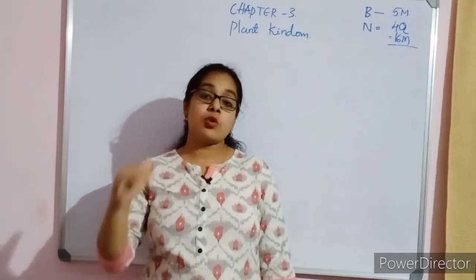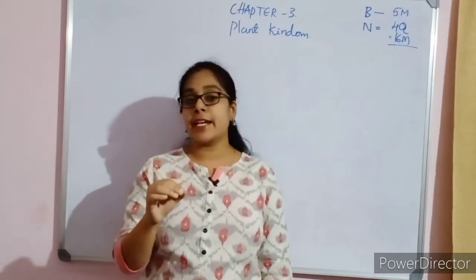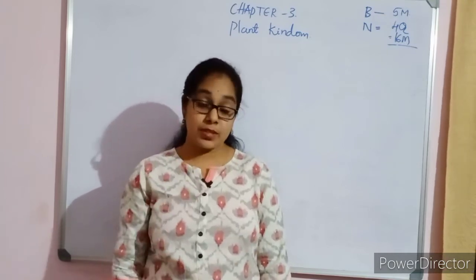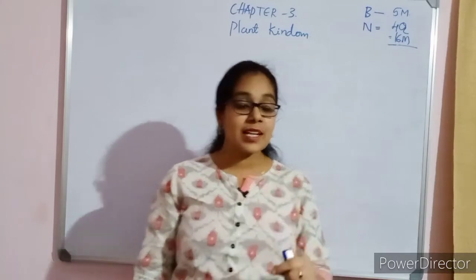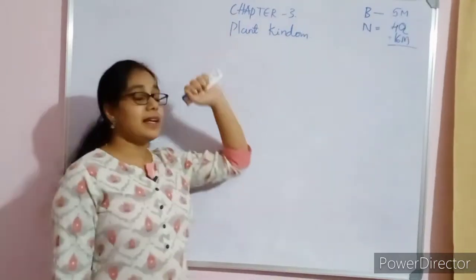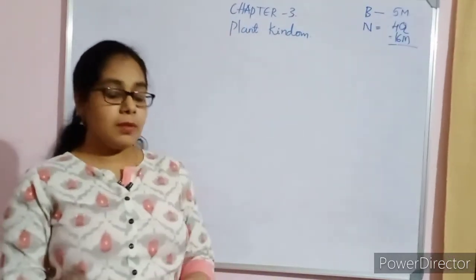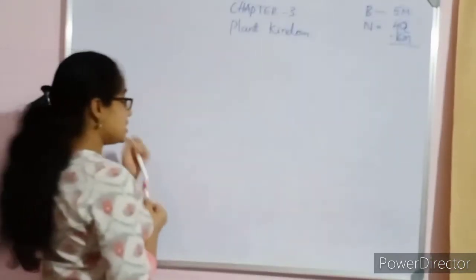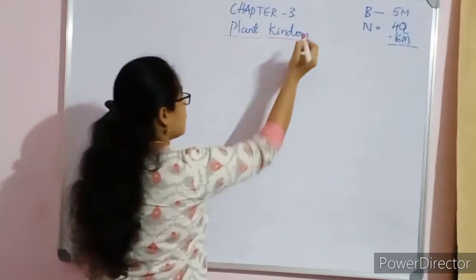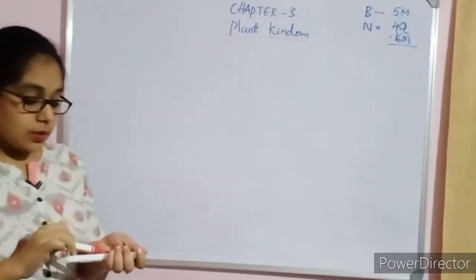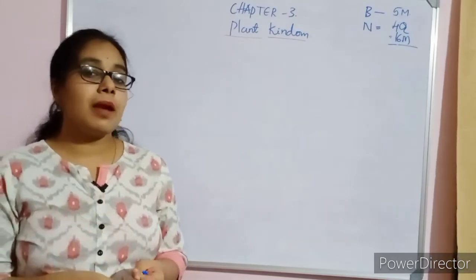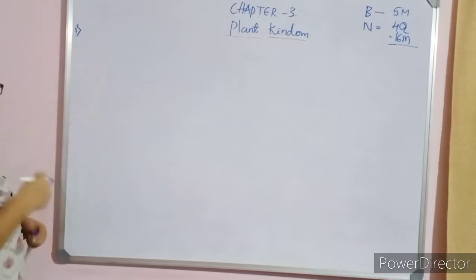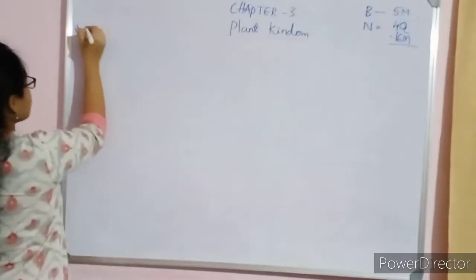In the last chapter you also studied the different characters of Monera, Protista, Mycota, Plantae as well as Animalia, right? So here we have taken the kingdom called Plant Kingdom. Hope you remember the characters of kingdom Plantae, right? So what characters do you know about the plant kingdom? First and foremost, they are eukaryotic, correct?